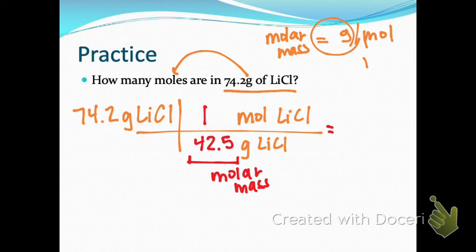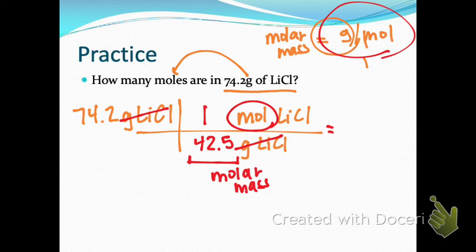Okay, to convert between grams and moles, we use the molar mass because there's our units right there, right? Grams and moles. All right, I've canceled grams. I'm left in moles, which is what I want. So now I just do the math, right? Multiply across the whole top, divide by the whole bottom. 74.2 divided by 42.5, and I get 1.75 moles of lithium chloride.